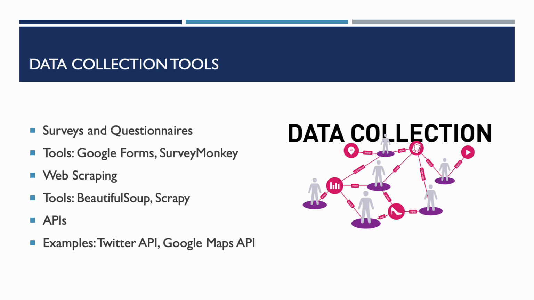Then web scraping, we can use tools like Beautiful Soup and Scrapy. These are the tools we can use. Then Twitter API and Google Maps API, we can use as APIs.